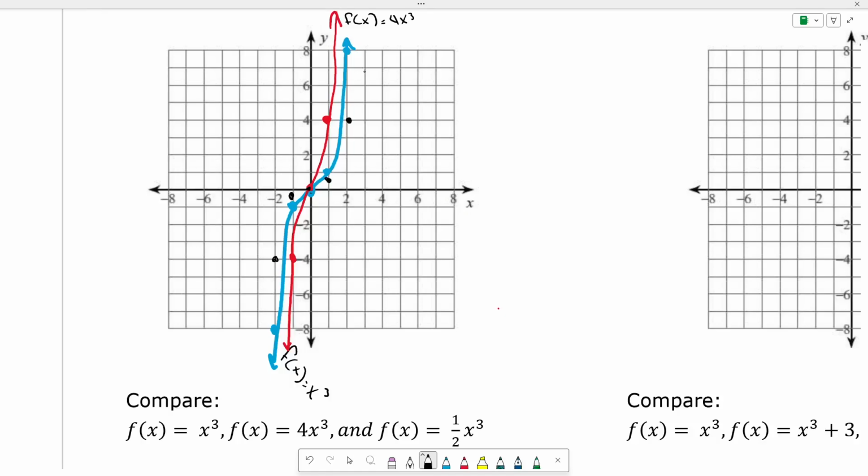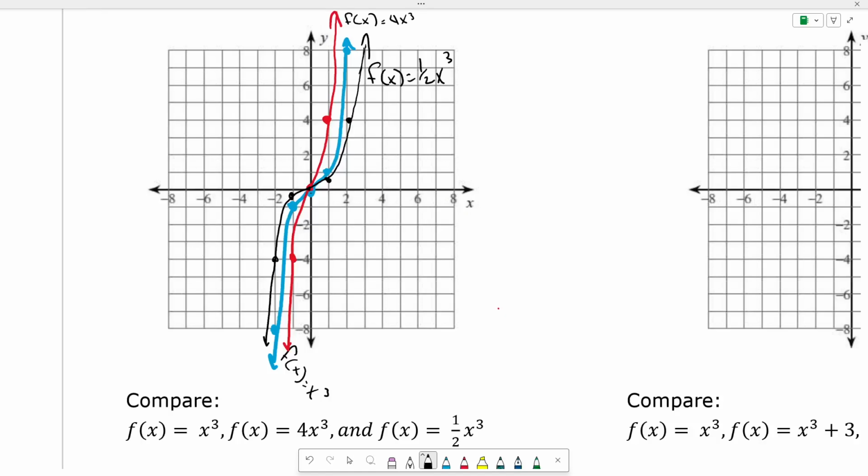So it's going to look like this, coming down here, like so. So this one would be my f of x is equal to 1/2 x cubed.